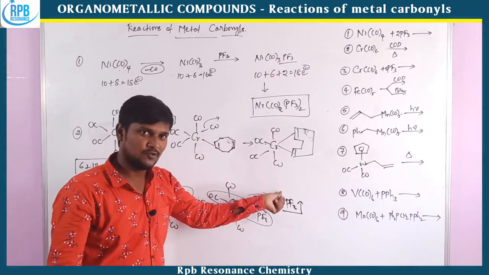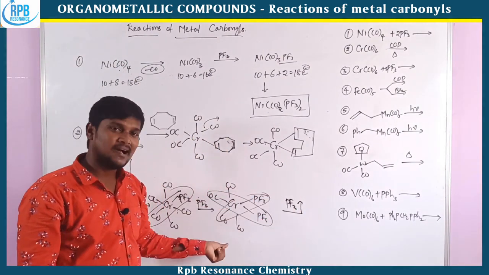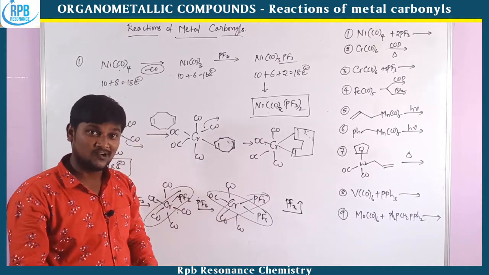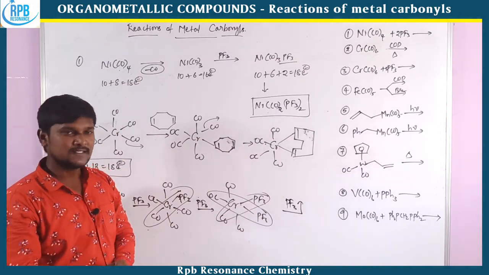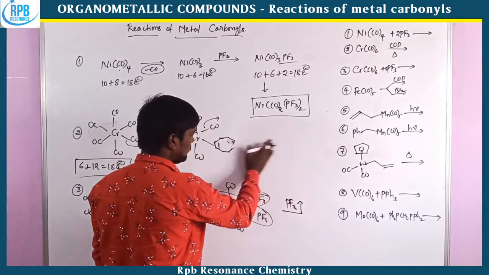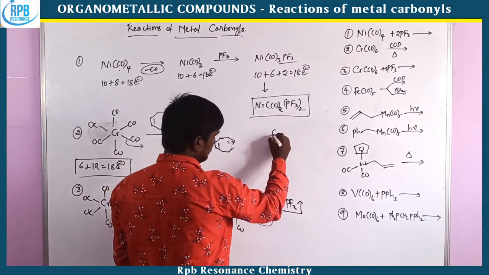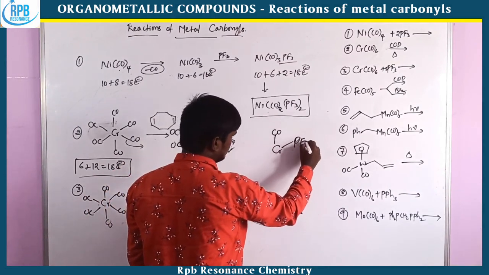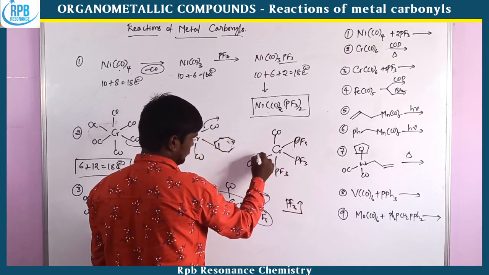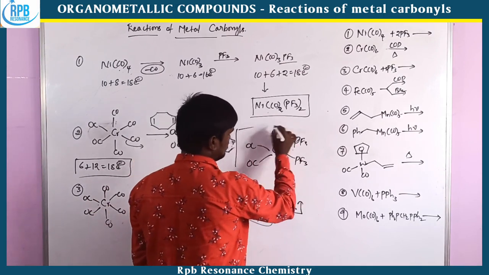So this PF3 group will replace a carbonyl. Not a transferable PF3, a carbonyl was replaced. So Cr, CO, PF3, CO, CO. So this is the structure.